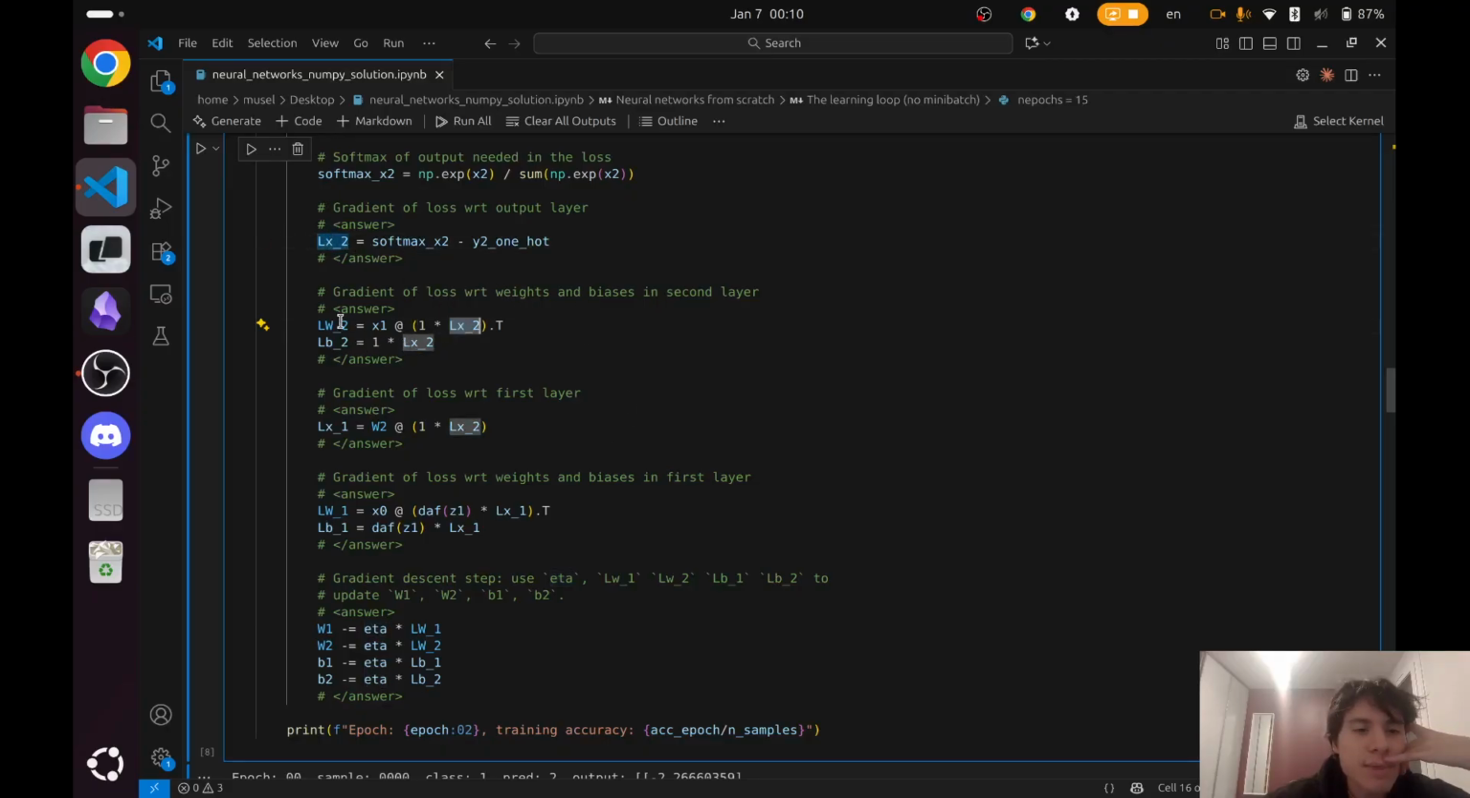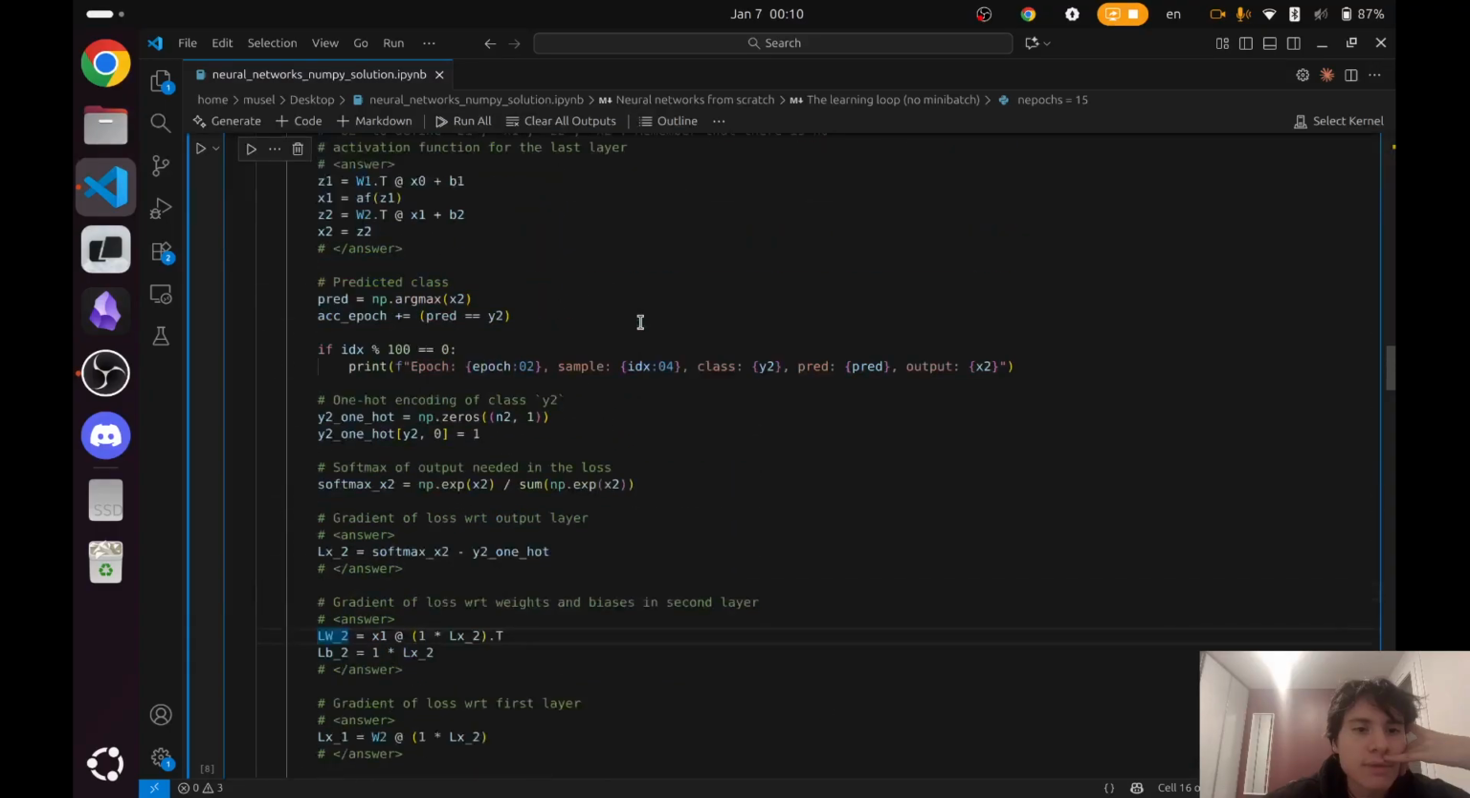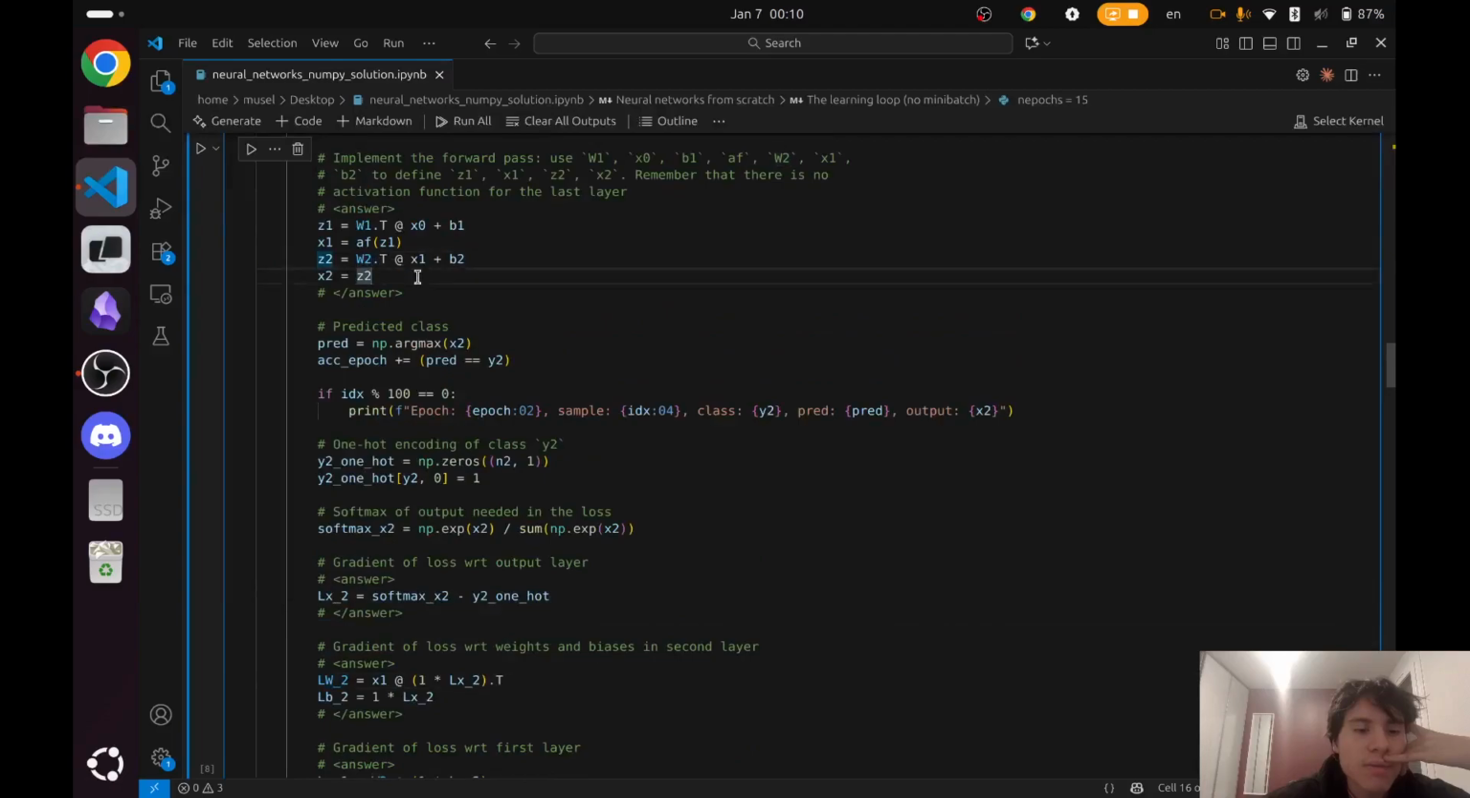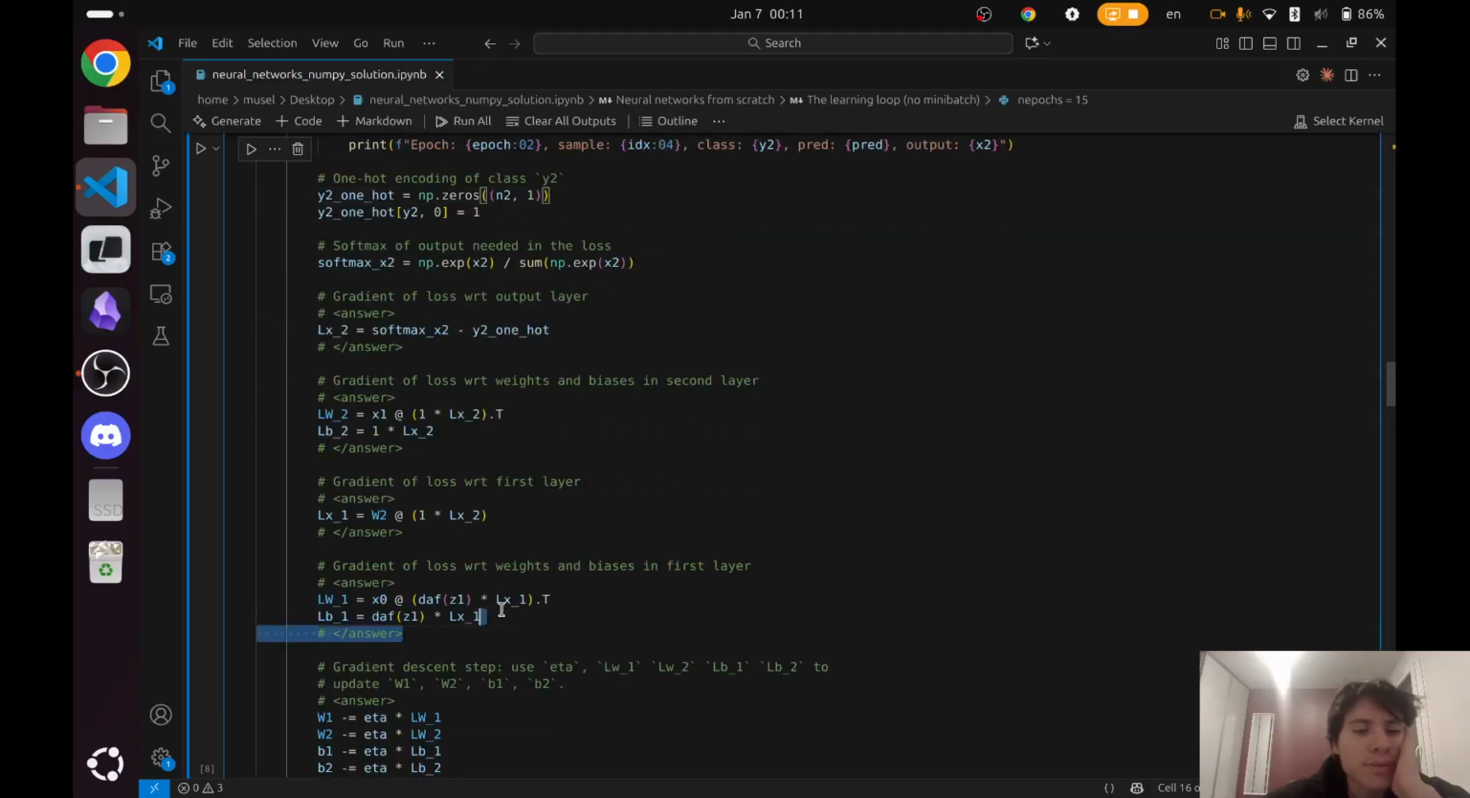And for example, in W2, if this is the formula, the derivative of the loss with respect to W2 is going to be W of k minus 1, which is x1, matmul, matrix multiplication with the derivative of the activation layer, which in this case there is no activation layer, so it's 1, and then times the gradient accumulated before, times the transpose. All right. And we do this for all the other ones.